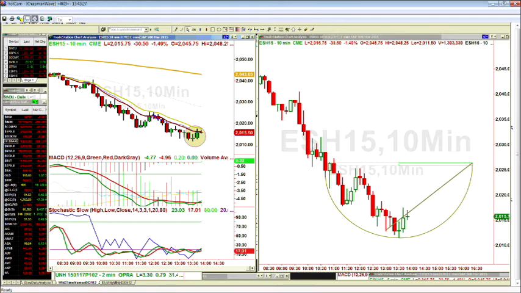You see, this V-shaped pattern failed to take out that high right there of 2027.25. This one hasn't even taken out that high right there of 2018.75. So this is a very important moment here. So I wanted to get that out of the way. Then I also wanted to talk about a couple of other things.